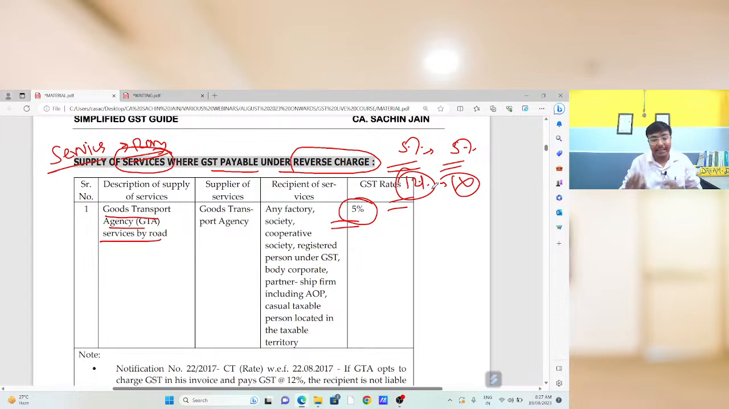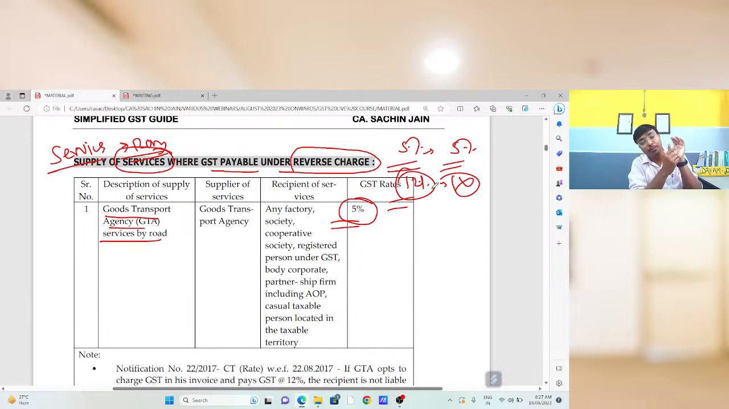Okay, so conclusively the basic concept is that when I am going to take the services from a transporter, whatever will be the amount of the bill, there is no limit of 750 and 1500. Whenever I am going to take the services of the transporter, in that case on those transportation charges, the recipient has to make the payment of taxes under reverse charge mechanism at the rate of 5%.